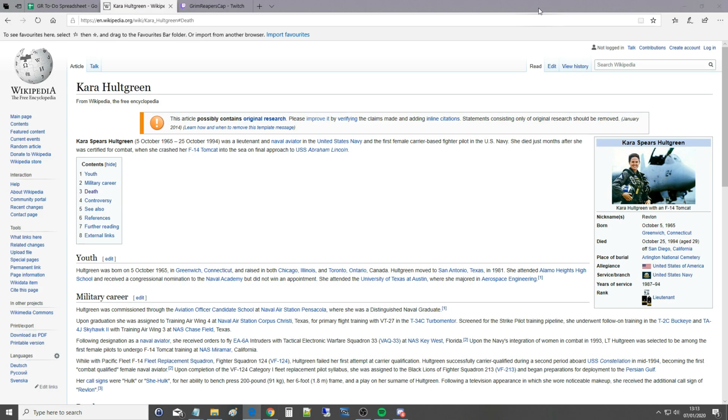Today is simulating the Kara Hultgreen accident and subsequent death in the F-14 to see if we can, A, create it, and then we thought B would add on as well. I know this probably isn't very tasteful, but let's face it, it is interesting. If she could have done something to avoid crashing, to see what would have happened if she did this, if she did that, and so on.